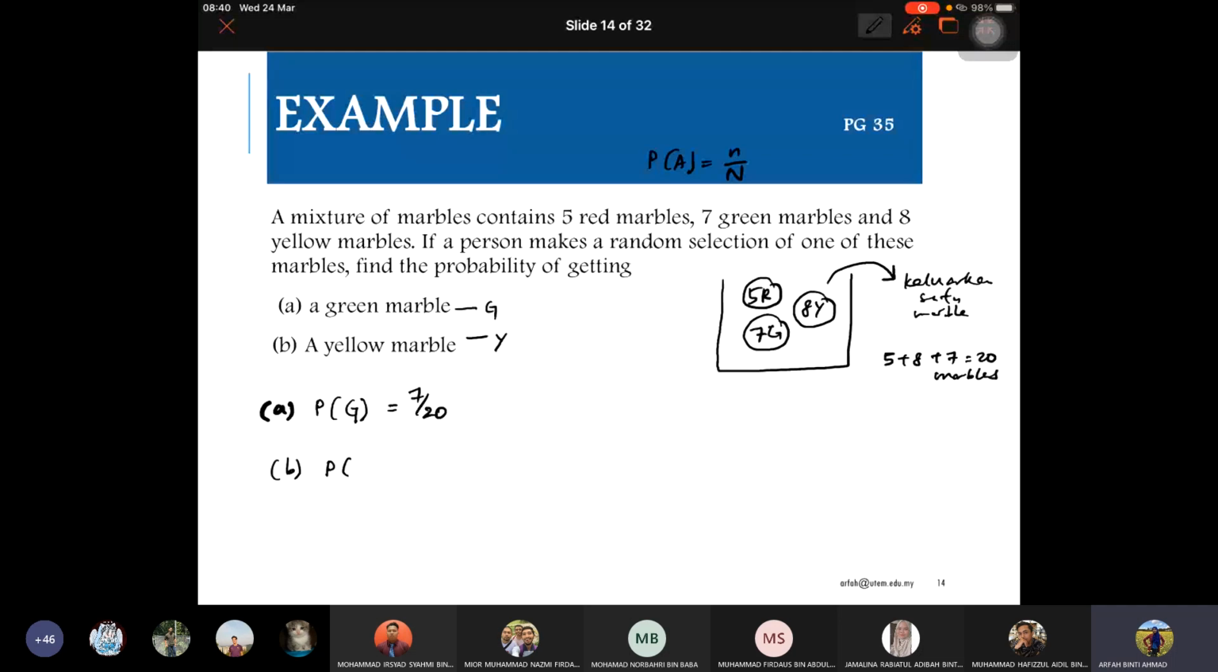So probability of getting yellow marble apa? 8/20. Okay. 8/20 atau sama dengan 2/5. Okay. So that is the probability. Macam mana nak kira kebarangkalian. Faham semua so far?